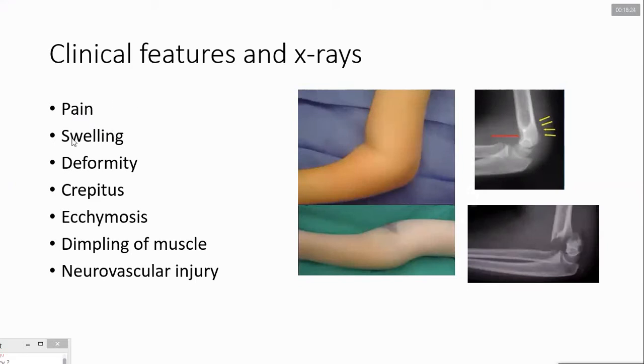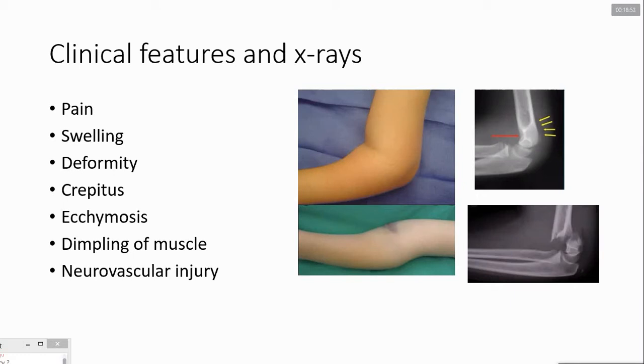Yeah, there can sometimes be significant swelling, and sometimes subtle swelling with painful range of motion. Deformity: if it is a complete fracture like this one, then obviously the child will have a kind of S-shaped deformity around the elbow, but this is not present in all cases. So mostly the presentation is painful swelling around the elbow.